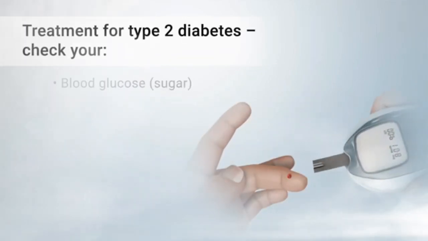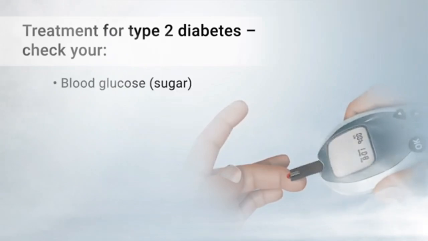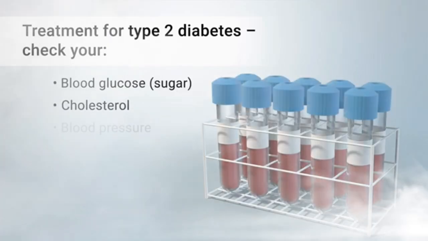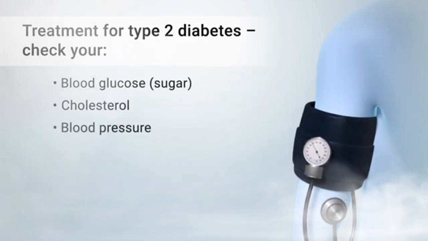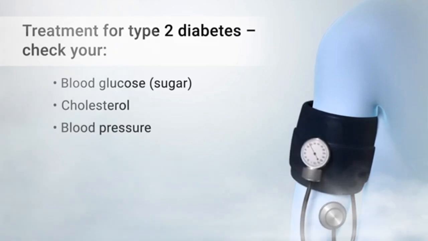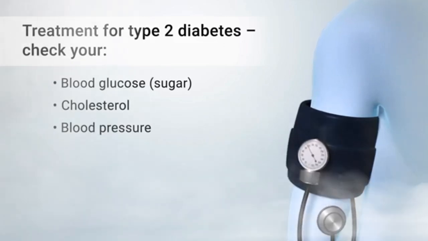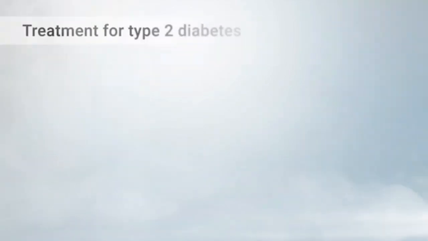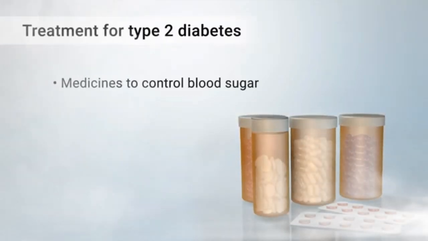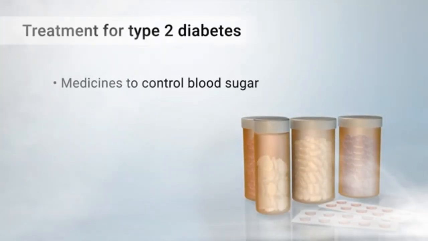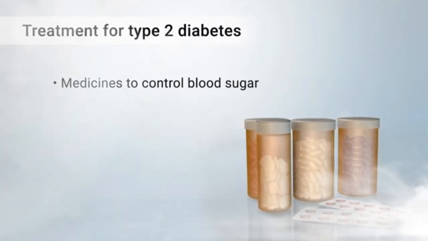You may also need to check your blood sugar, cholesterol, and blood pressure to make sure they are within the target range to help reduce your risk of complications from type 2 diabetes. If lifestyle changes aren't controlling your blood sugar, your healthcare practitioner will prescribe medicines as necessary.